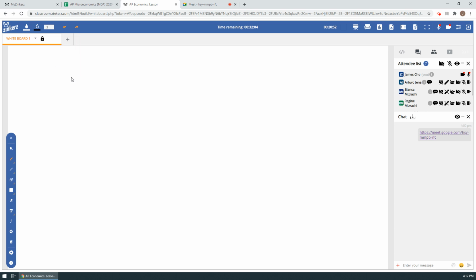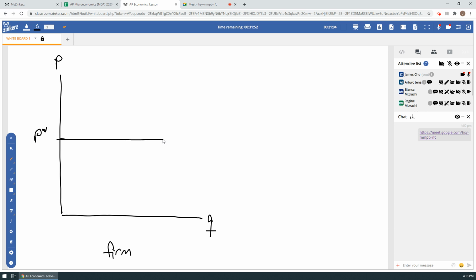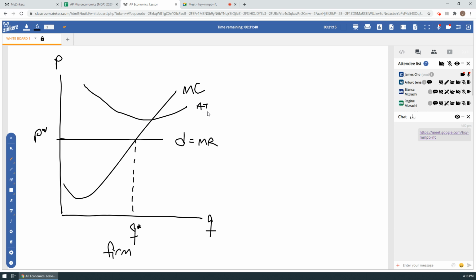Okay, so let's talk about shutting down again. P little q firm. P star, perfectly elastic demand, is equal to marginal revenue. Draw in my marginal cost. MR equal to MC shows me my profit maximizing Q star. My ATC curve actually shows me my profit. Here I'm making economic losses. For that reason, I need to draw in my average variable cost curve as well. All right, now we need to decide, should we produce or should we shut down?